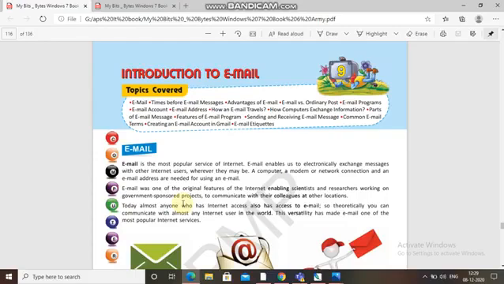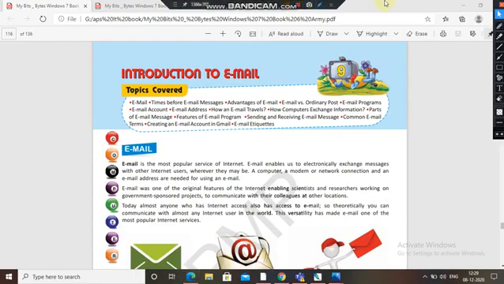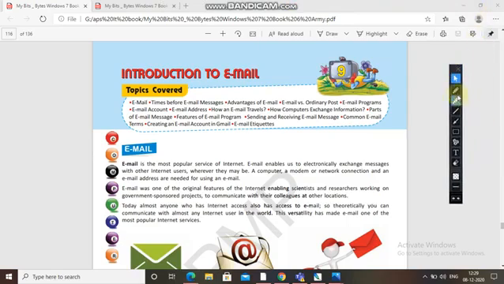But how does it work? What does it do? So you will say that email enables us to electronically exchange messages with other internet users wherever they may be. This is your answer: email enables us to electronically exchange our messages with other internet users wherever they may be, whether they are in a restaurant, traveling, or in some other country.